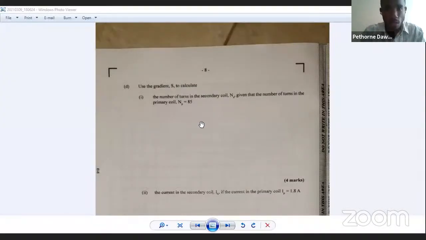Now it says the number of turns in the secondary coil is what you want, given that the number of turns in the primary coil is 85. So here we have the gradient.